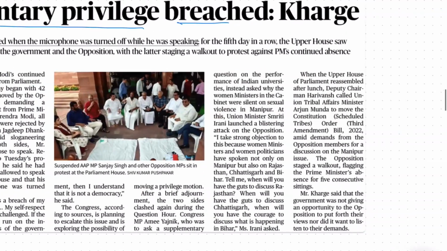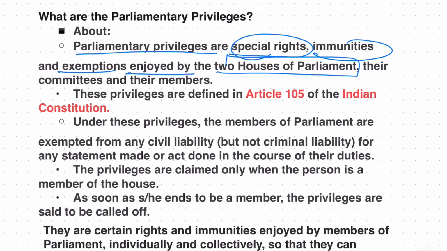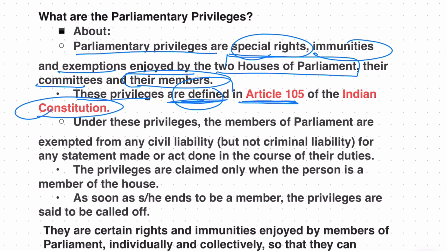What are parliamentary privileges? Parliamentary privileges are special rights, immunities and exemptions enjoyed by the two Houses of Parliament, their committees and their members. These privileges are defined, focus on the word defined, in Article 105 of the Indian Constitution. So parliamentary privileges are defined in the Constitution itself.